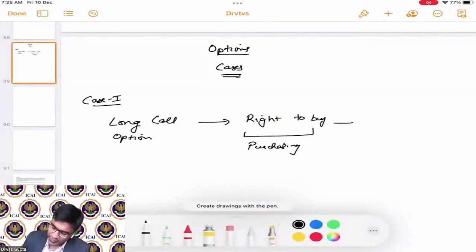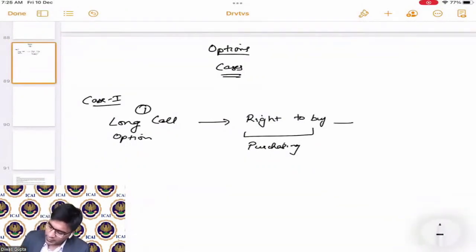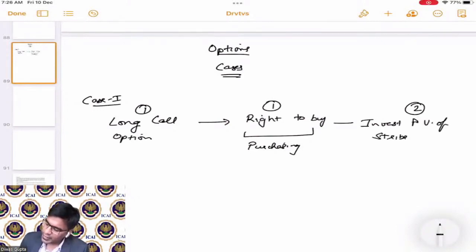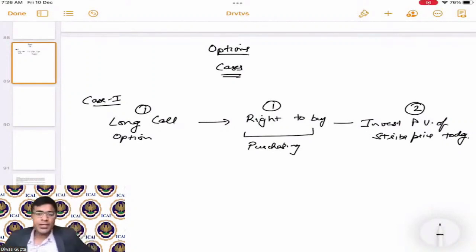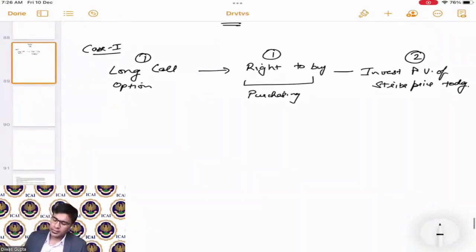So, step one, this is part of one only. Then step two will be to invest the present value of the strike price today, so that after expiry you get the strike price equivalent amount, correct? And that you use to purchase the equity share. This is very simply case number one.